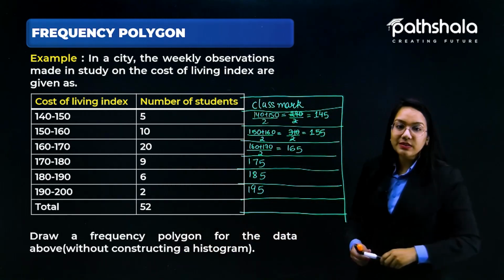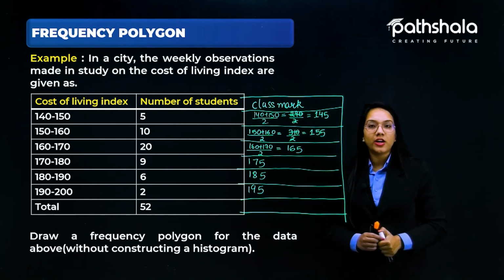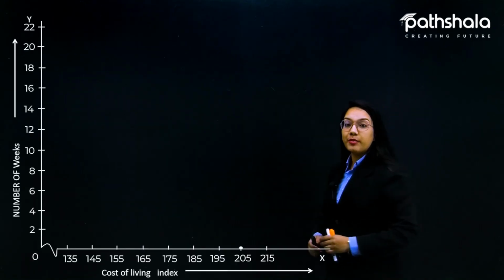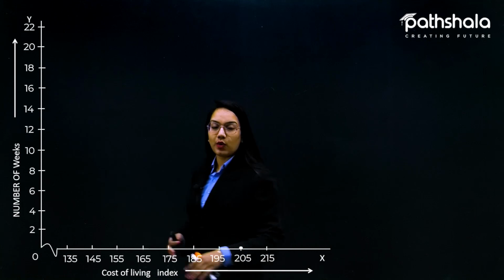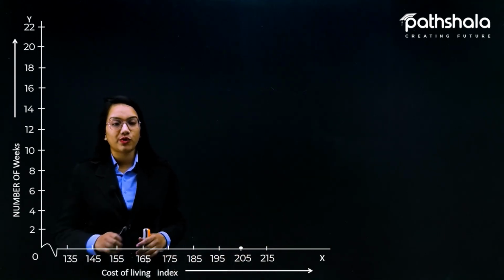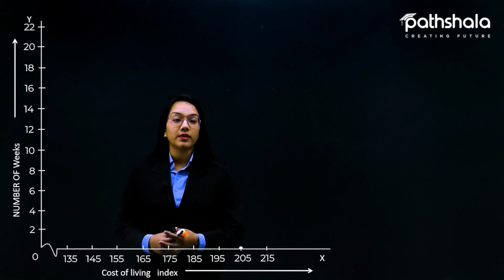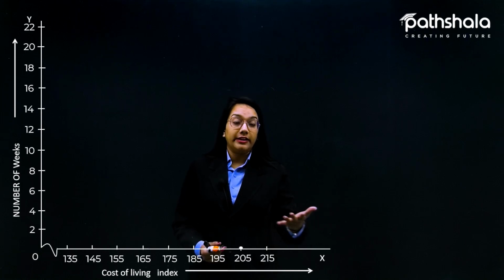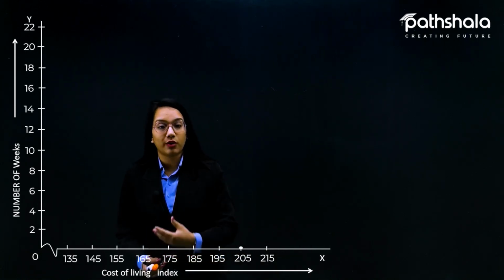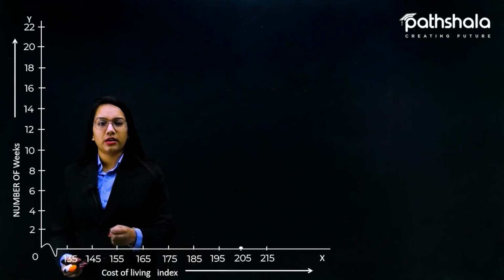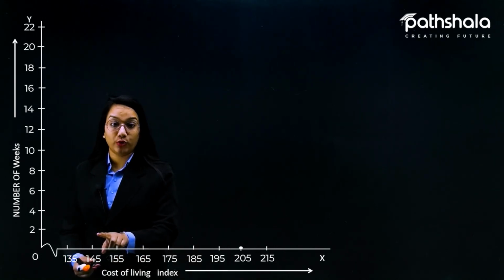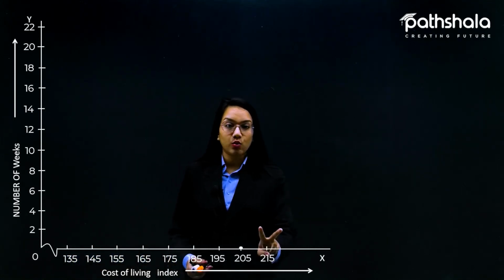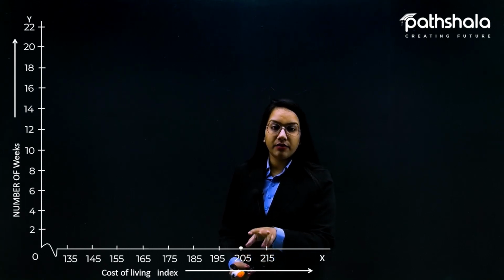Now using these class marks and the cost of living index, let's see how we can draw a frequency polygon. First of all, I'm taking the cost of living index over here, the number of weeks over here, and since we know that we always have to look out for the class mark of the preceding class as well as that of the succeeding class, since it is definitely not given to us in the question, we always have to look out for ourselves. So now since we know that the classes were starting from 145 to 155, its preceding class is 135 to 145 and the succeeding class is 205 to 215 and so on.